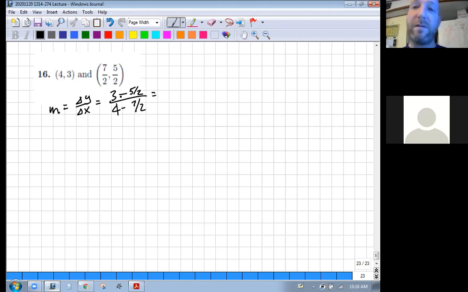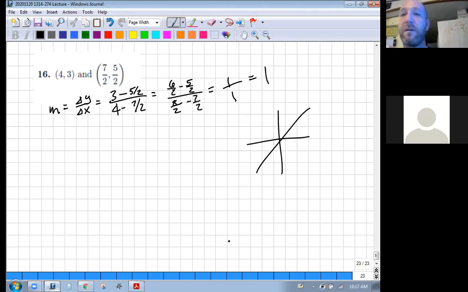So let's see, 3 is 6/2 and 4 would be 8/2, right? So since everything is divided by 2, 6 minus 5 is 1, 8 minus 7 is 1. I'm getting 1 here. So the slope is up at a 45-degree angle. All right, any questions about that? No, sir.